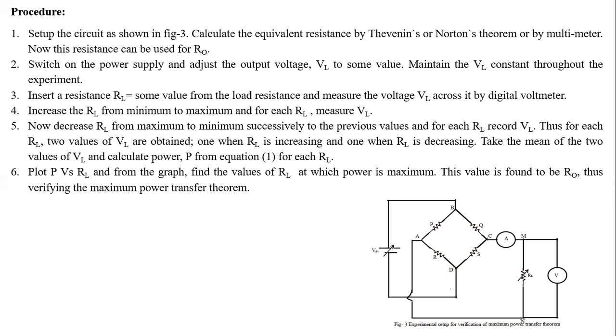Now once the voltage and current have been found, we can find the total amount of power, and we have to plot P versus RL. From the graph we'll find the RL value at which the power is maximum, and this RL value will be equal to the internal resistance value, or RN value, or RO. So this verifies the maximum power transfer theorem.